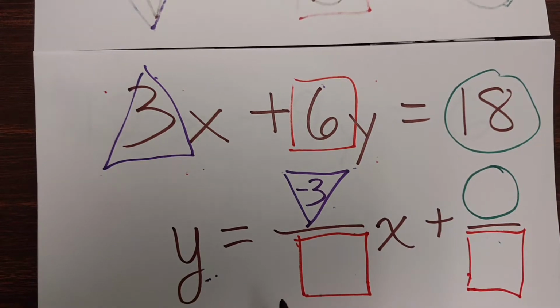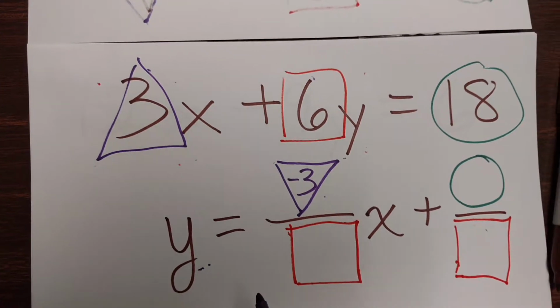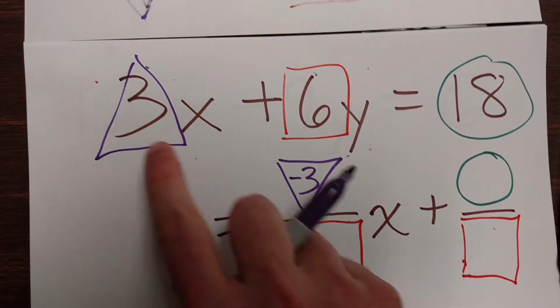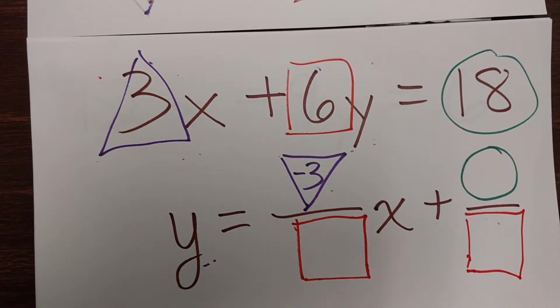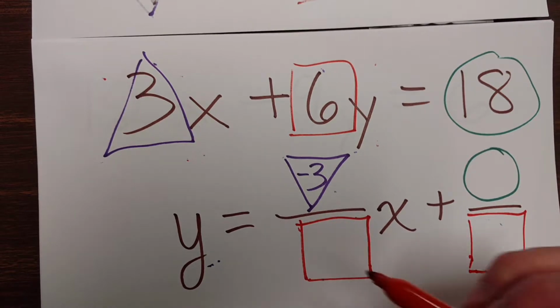Now, I don't like to say negative A. I always like to say the opposite of A, because we all know that if this were to be negative, then the opposite of that would be a positive. So I say the opposite of A. The opposite of 3 is negative 3.